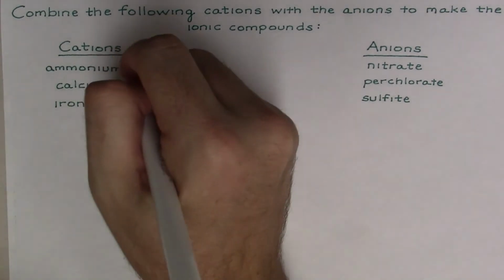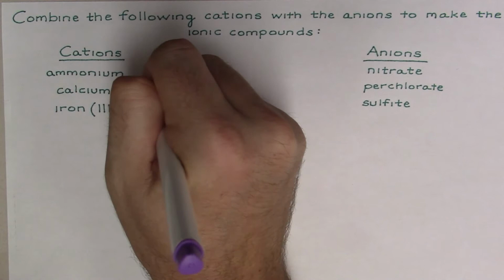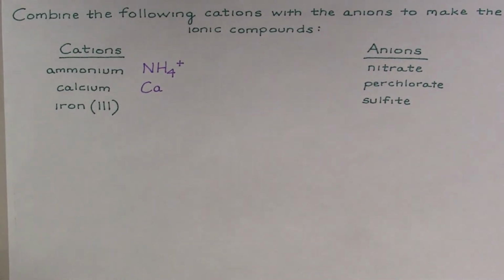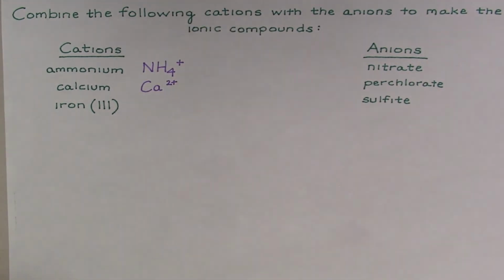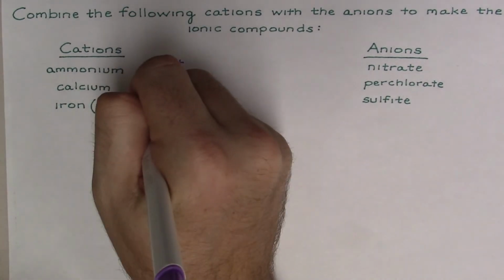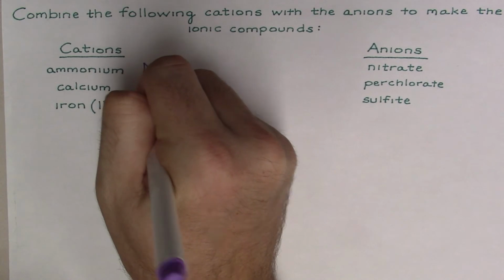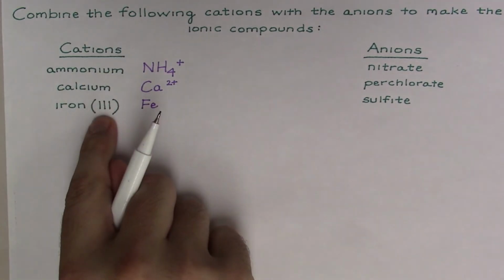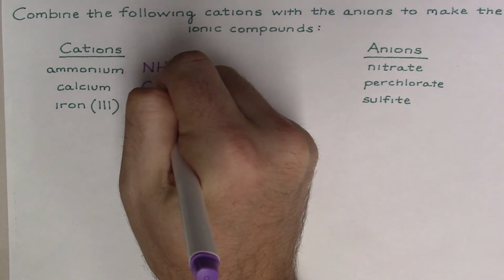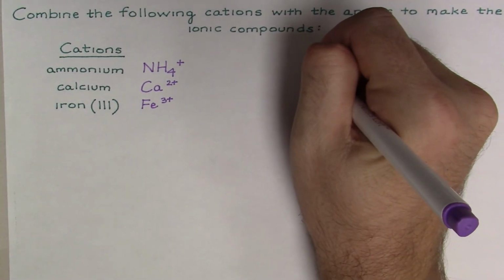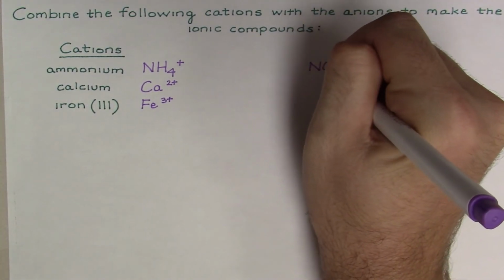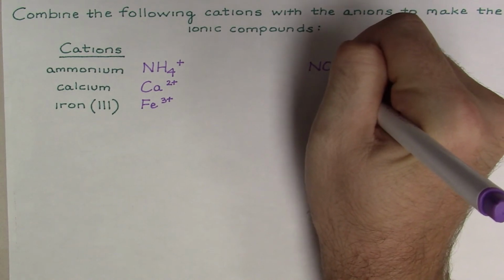Calcium is one of our elemental ions, and seeing that it's in column 2, it is going to be Ca2+. Finally, we have the transition metal of iron 3. The 3 in the Roman numeral tells you the charge that we are supposed to have on the cation. So this will be Fe3+. Finally, we have 3 anions. Nitrate is a polyatomic anion. That is NO3 1-.